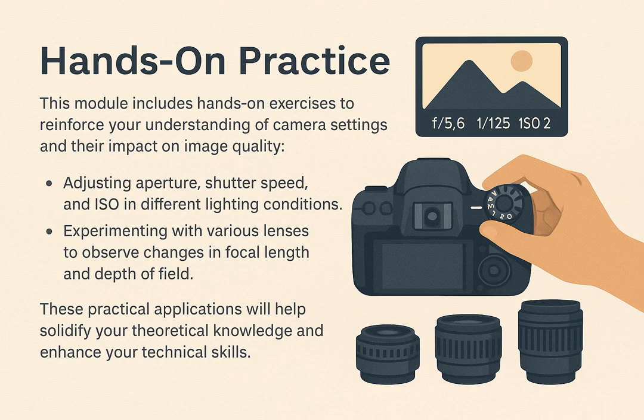In this module, hands-on practice is crucial for mastering photography. First, you'll adjust the aperture, shutter speed, and ISO in various lighting conditions. For example, in bright sunlight, you might need a smaller aperture to avoid overexposure, while in low light, a higher ISO can help capture more detail.